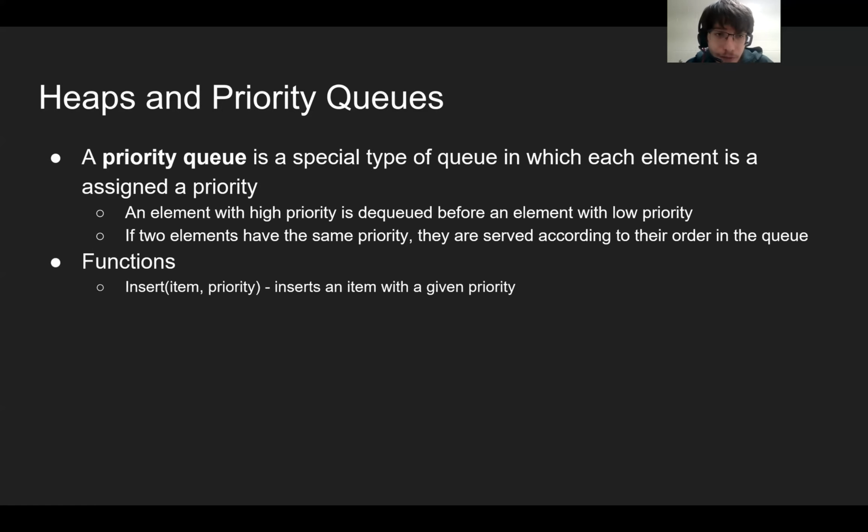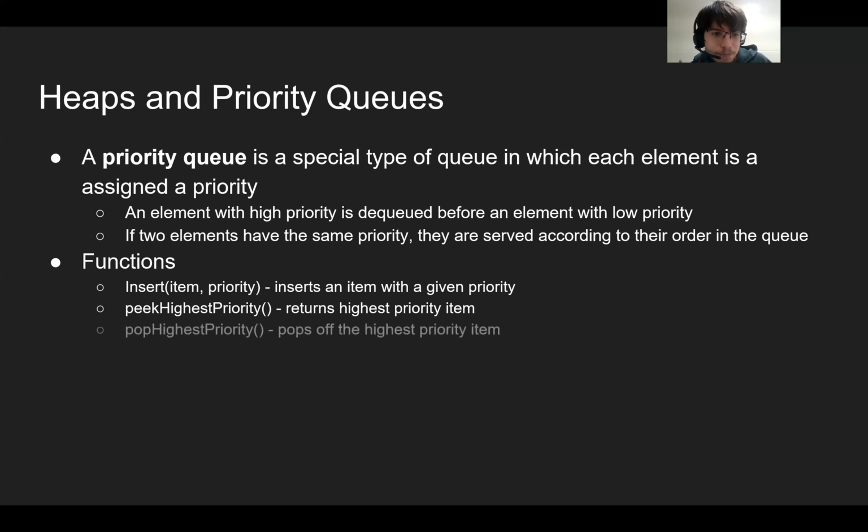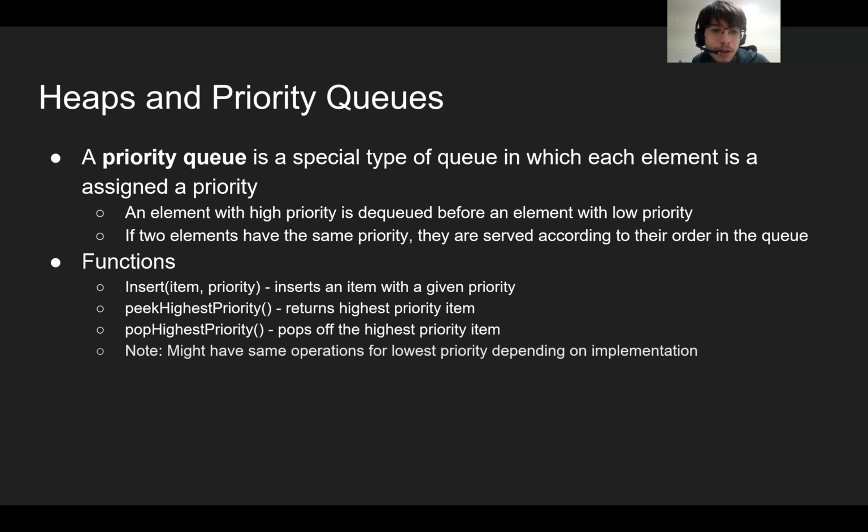Functions. The main functions of a priority queue, just reviewing what we already know from previous discussion: insert, peek. When you peek, you can only see one element, which is the root, if we think of it as a tree representation. Pop highest priority, so just get rid of the root if we think of it as a tree. And it may have the same operations for lowest priority, but it depends on the implementation, and it may not.